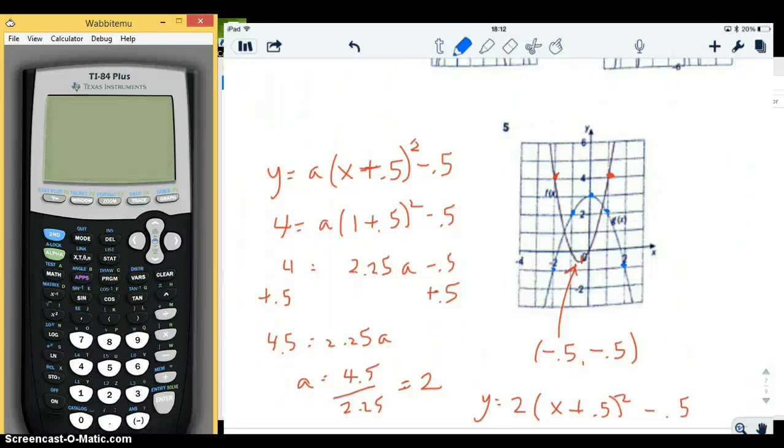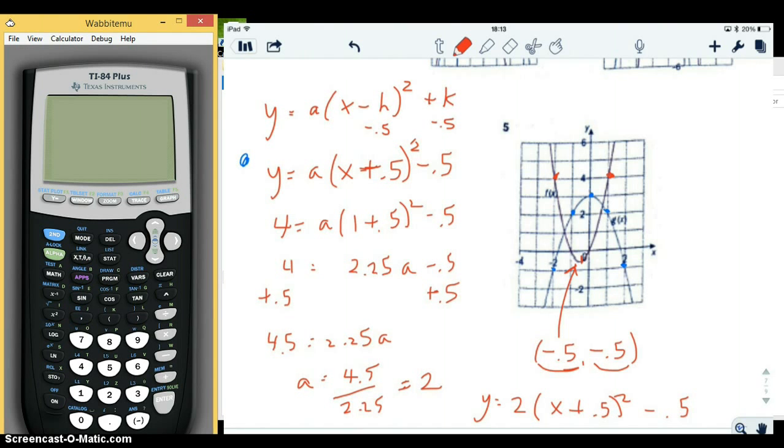Okay, so let's do the red one first. Here it is. Okay, I'll do my work in red. So remember, we're going to write an equation in the form y equals a(x minus h) squared plus k. For h, the red one is at negative 0.5, and y is at negative 0.5 also. So we're going to say h is negative 0.5 and k is negative 0.5.